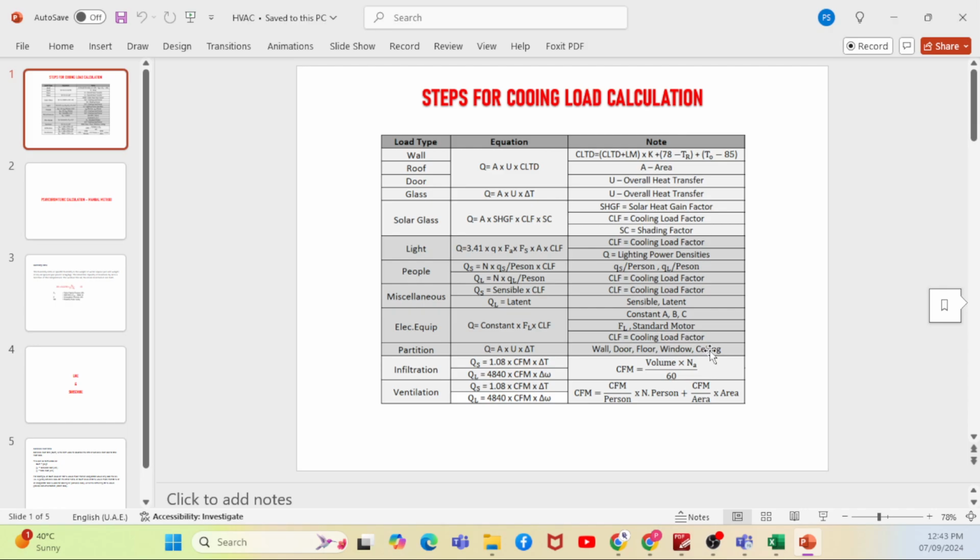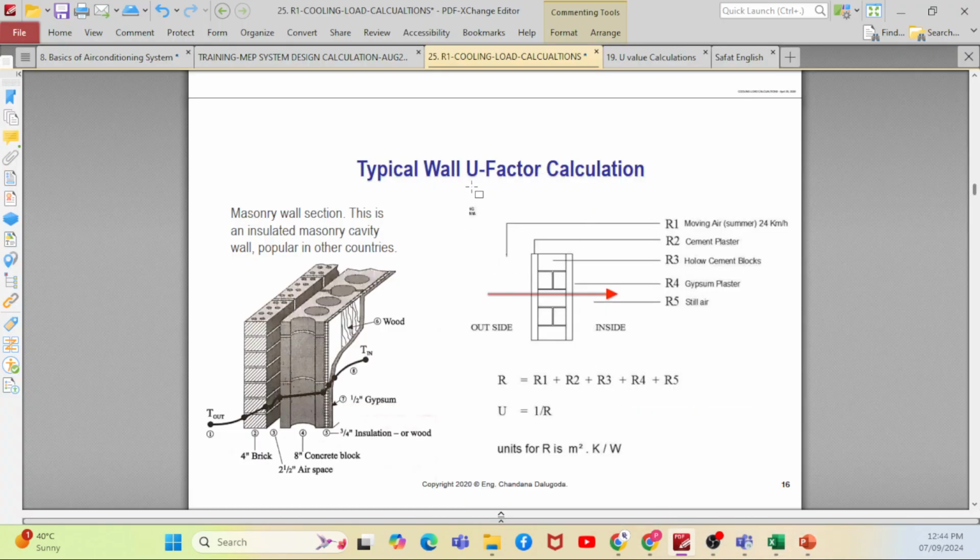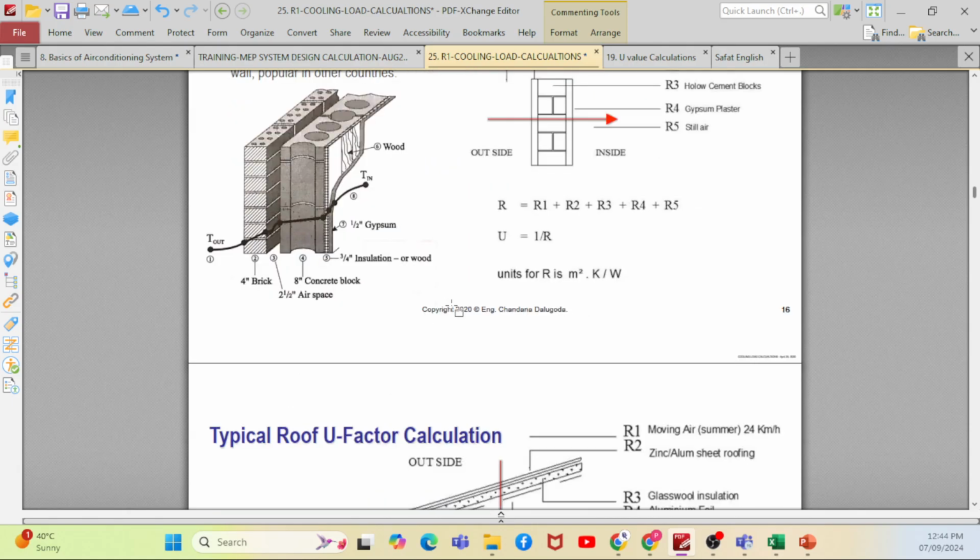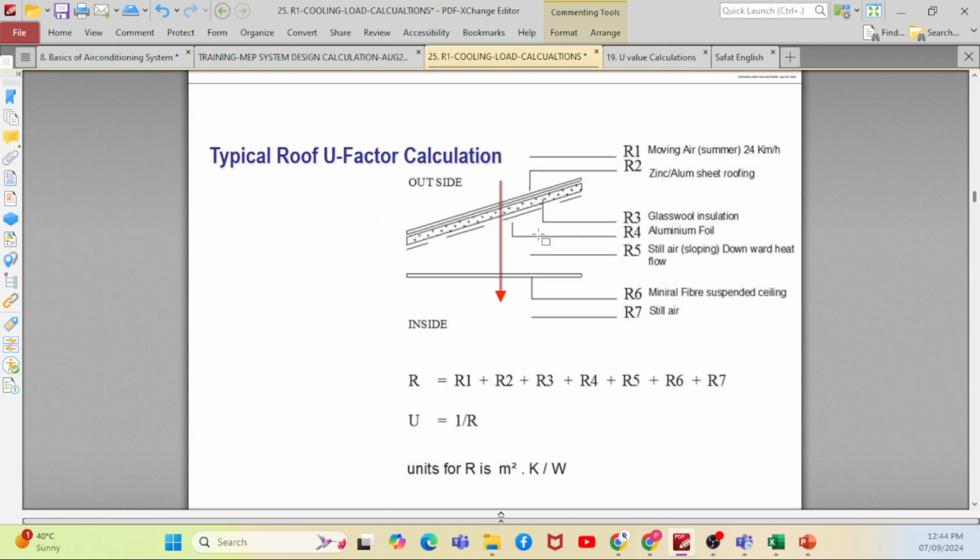Now we are going to understand this. We started with the solar, outside sun, right? After that we started with the wall, roof, door, glass, everything. If you go to the particular slide, you can calculate the typical U value for the wall, right? And this is for the roof. Depending upon the material, you can calculate the U value for the roof.